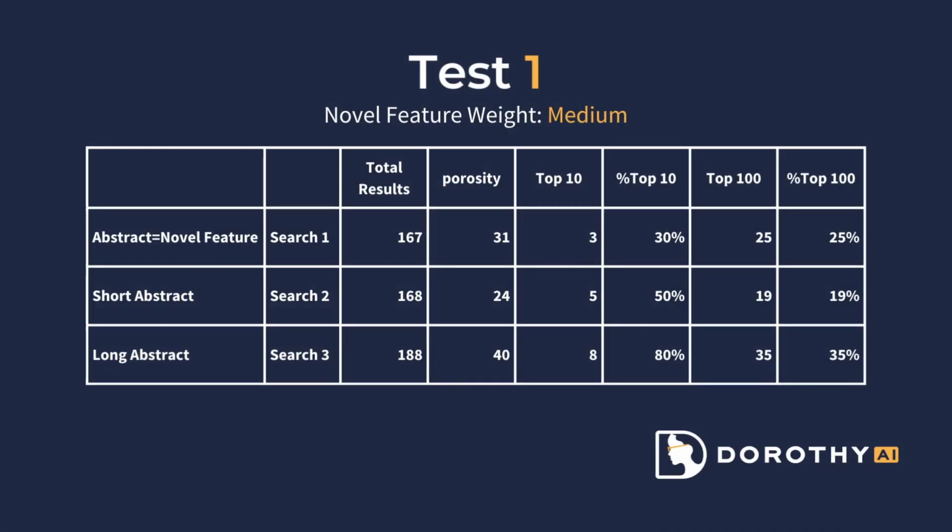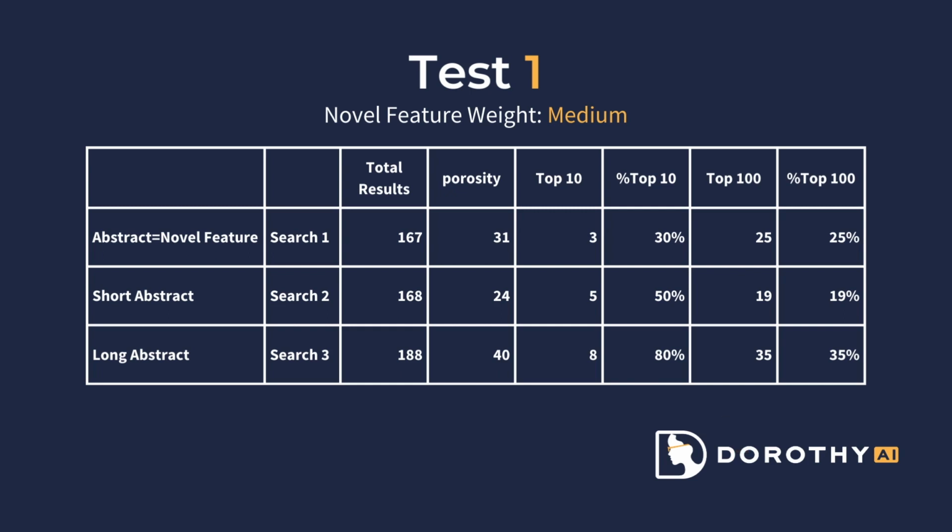Let's take a look at our first test. Feature weight at medium. We have the abstract and novel feature are the same, and they're very short. We have the short abstract and we have the long abstract. Then we have the total number of results that come back, the number of those results that include a description of porous material, the number of those that come in the top 10, and the number of those results that appear in the top 100 results.